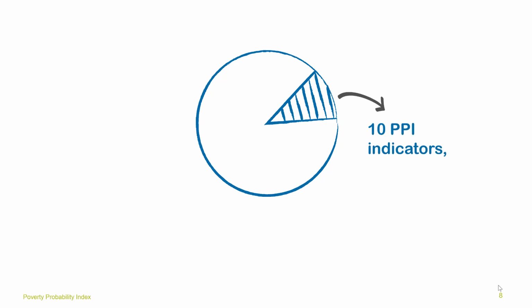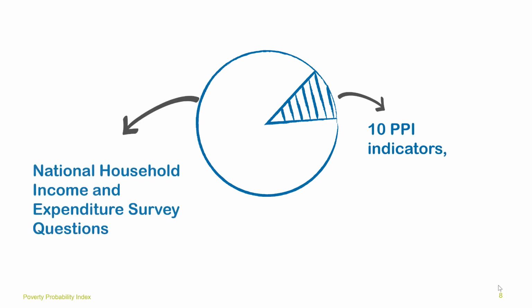PPIs are created by a transparent, expert-reviewed model that uses established statistical learning techniques to select a group of 10 indicators from a country's National Household Income and Expenditure Survey which are most strongly correlated to poverty in that country. You can then collect data on just these 10 indicators to obtain an accurate quantitative estimate of your organization's poverty outreach.